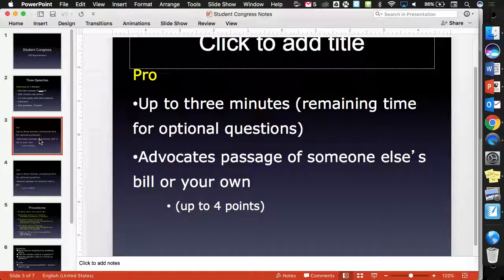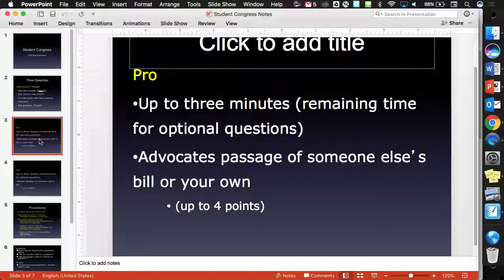But you can give up to 3 minutes. So if you have a prepared speech or you're doing a speech on the whim, you just keep going, you speak your full 3 minutes, you're done, you sit down. Mike cons your bill. Mike speaks for a minute and a half.